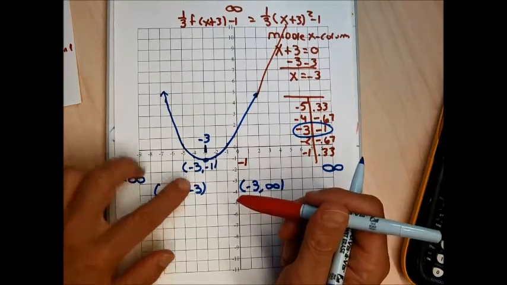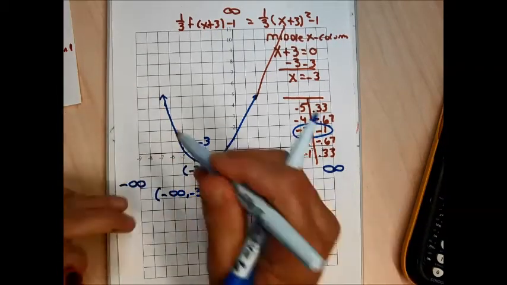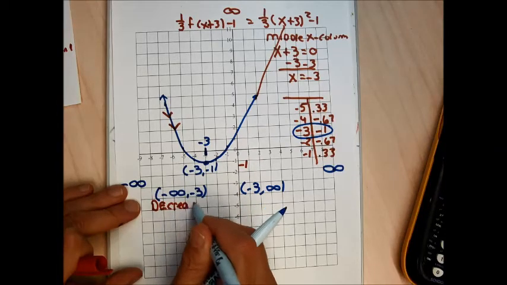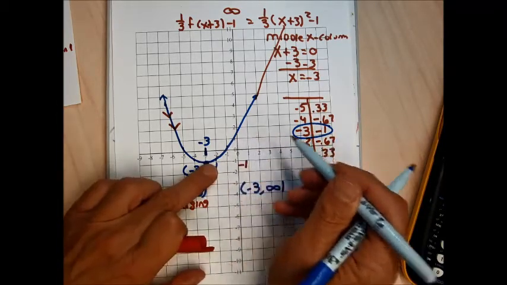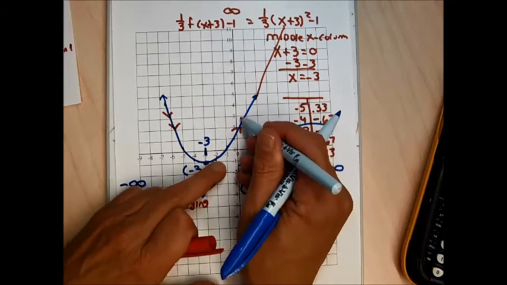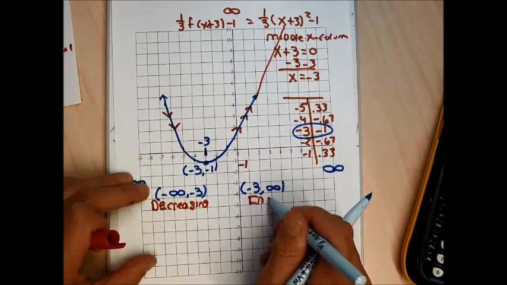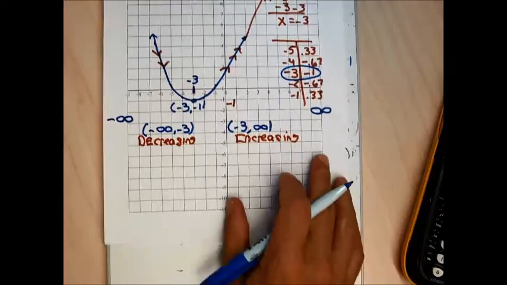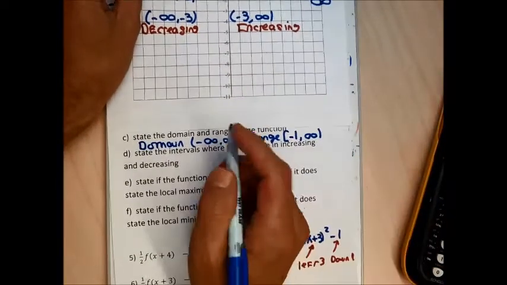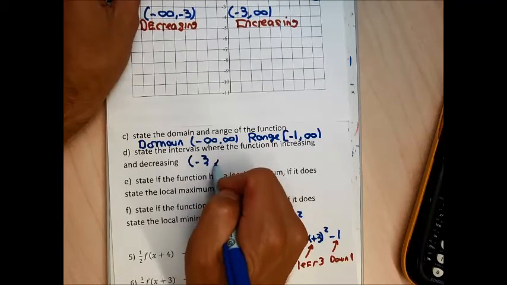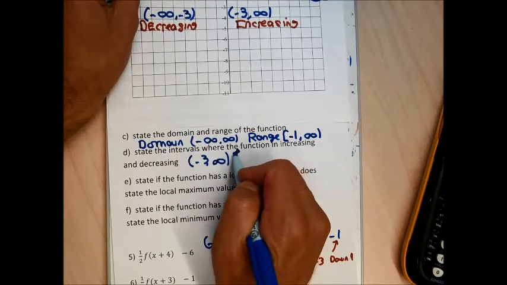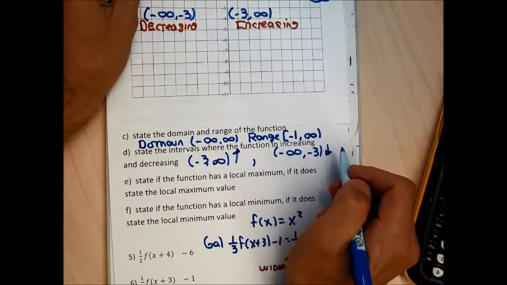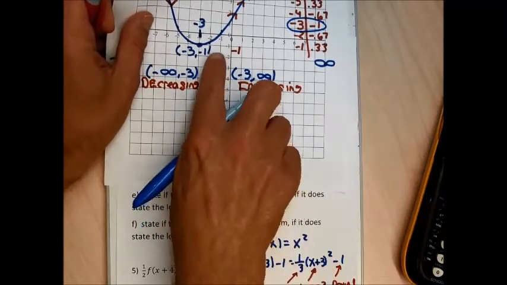The portion of the graph that corresponds to the first interval is this region, and the graph is getting lower in that region, so this is a decreasing interval. And the portion of the graph that corresponds to this region is this part, and the graph is getting higher in that, so it's increasing in that. I'm going to transfer these to my answers here. So for increasing, I'm going to say negative 3 to infinity is increasing, and then negative infinity to negative 3 is decreasing.